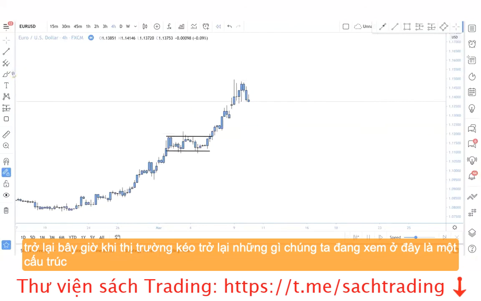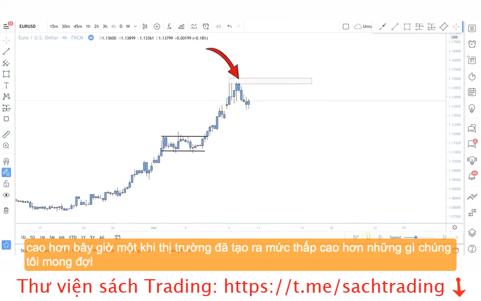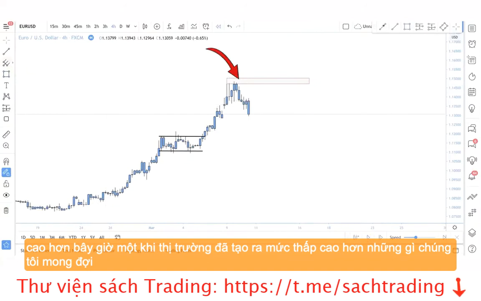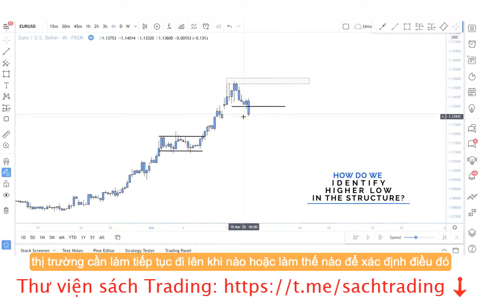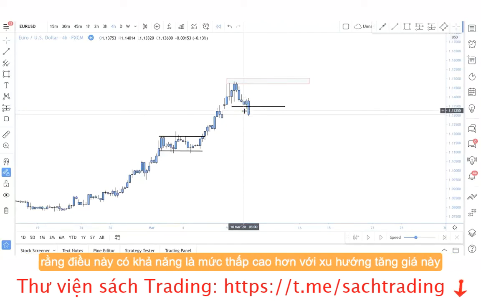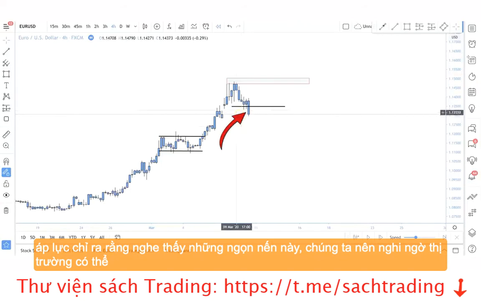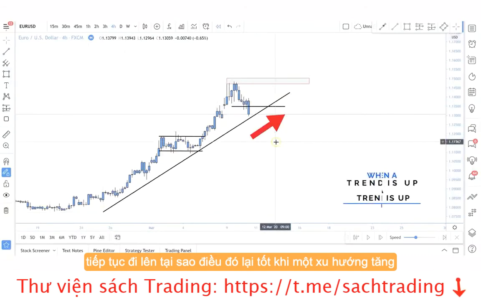Now, when the market pulls back, what we're looking at here is a structural higher high. Now, once the market has made the higher low, what we're expecting the market to do is continue to the upside. Now, how do we identify that higher low? Well, we can see here we have 8 hours worth of information to indicate that this potentially could have been the higher low. With this bullish pressure indicated here in these candles, we should suspect the market could continue to go to the upside. Why is that? Well, when a trend is up, a trend is up.